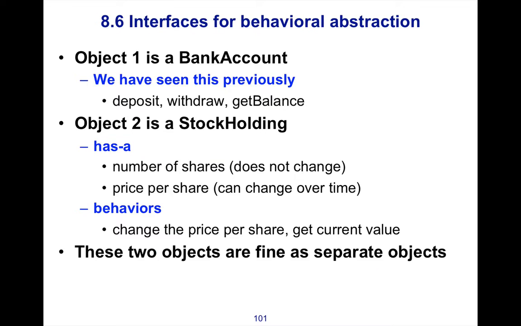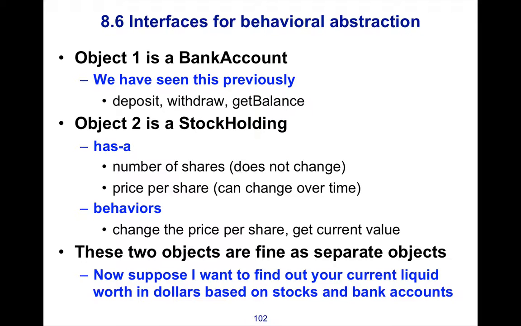Suppose we have two different kinds of objects. One object is a bank account object, such as the one we've seen before. It offers deposit, withdraw, and getBalance. And suppose we also have a stock holding object that has a number of shares, which never changes, and a price per share, which might change over time. The behaviors of our stock holding object would be to change the price per share in case the market fluctuates its price, and to get the current value of the stock based on the number of shares and the price per share. Now these two objects can live separately fine. They have nothing in common and we could use them that way.